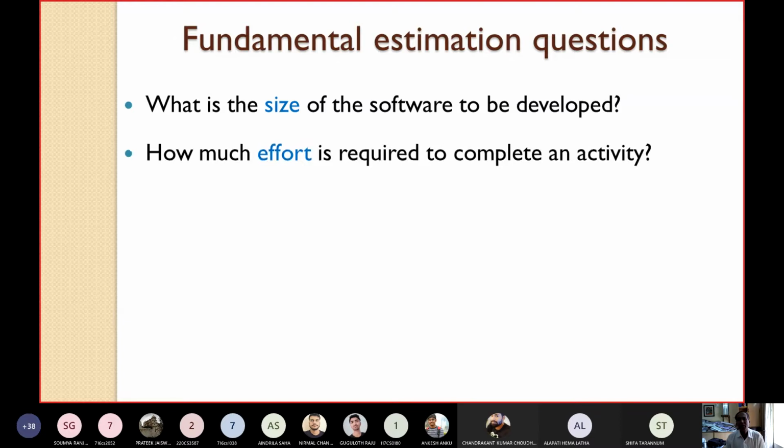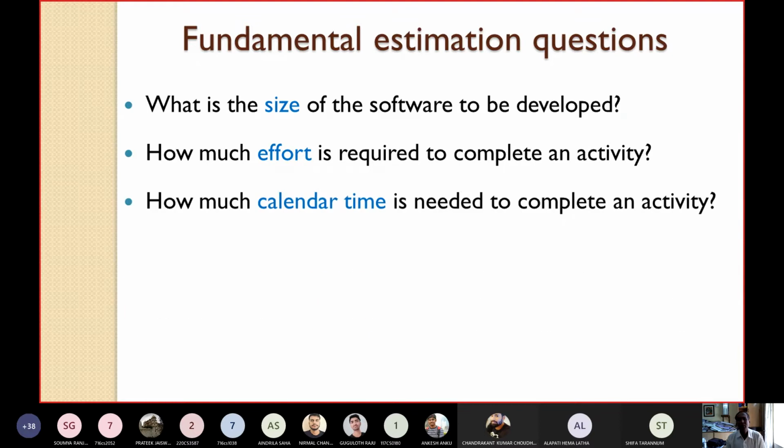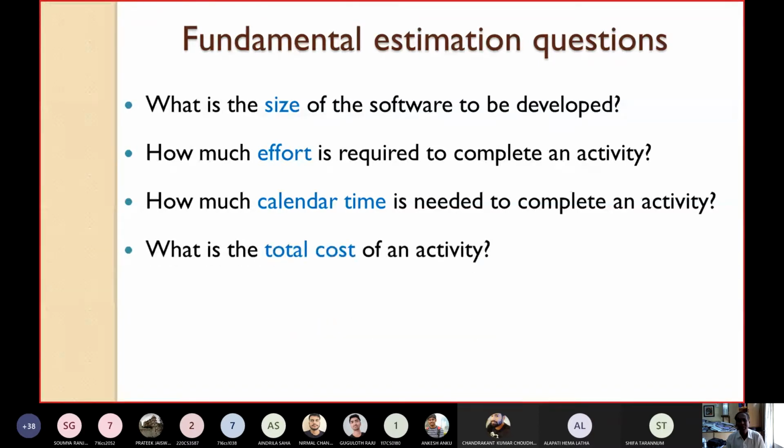Then how much effort will be required to complete an activity? Okay. How much effort you will require to complete an activity? Next question you should ask, how much calendar time is needed to complete an activity. And then you have to ask what is the total cost of an activity. You have to estimate what will be the total cost of an activity. So these things we have to estimate: size, effort, time, and total cost. They can be represented using a figure. Let's see that figure.